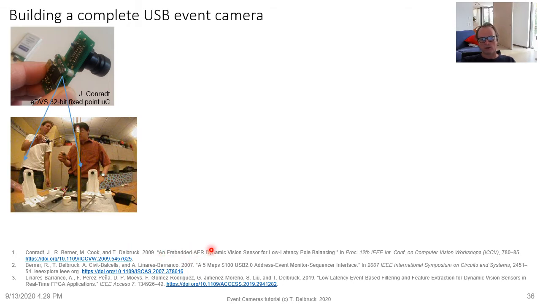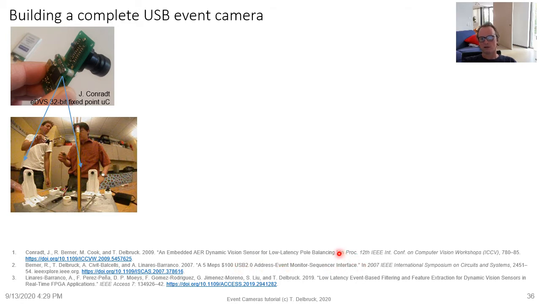But now I'm going to tell you about the development of USB interfaces. Every company that's now doing these cameras has some kind of interface to their DVS chip or their event camera chip, and they put a lot of work into it, many person-years of work. You can read about our first developments here, that Rafa Berner did as a master's project with the University of Sevilla, a 5 megabit per second, $100 USB 2.0 address event monitor sequencer interface.